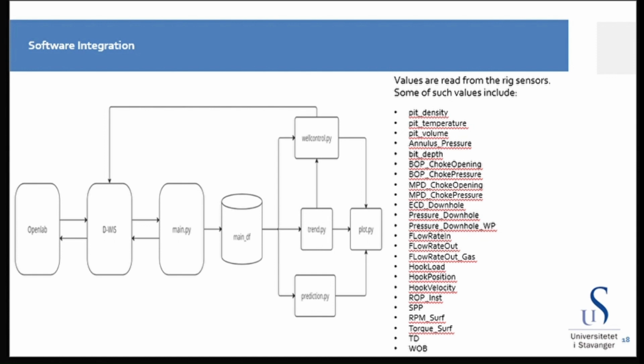Other parameters that we can change are flow rate in, RPM and string velocity, and we will be using these parameters as well to stop the drilling or increase the ECD in some cases.